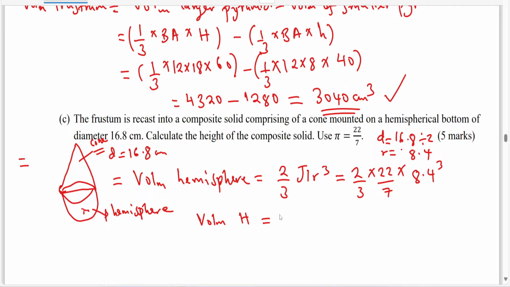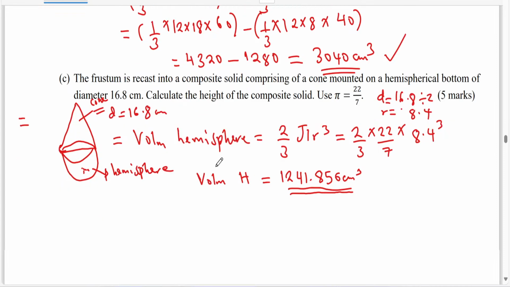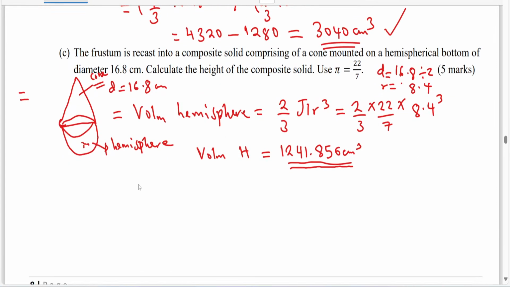Is it 1000? Yeah, 1241.856 cubic centimeters. If I'm mistaken because I'm using a calculator, you can just rectify me. Okay, so let's continue. Your remaining volume is the volume of the cone.